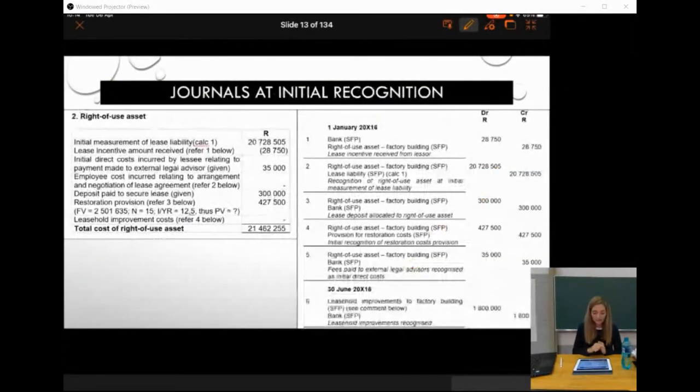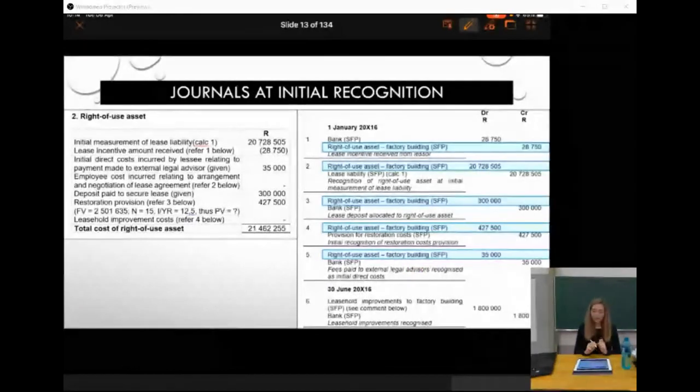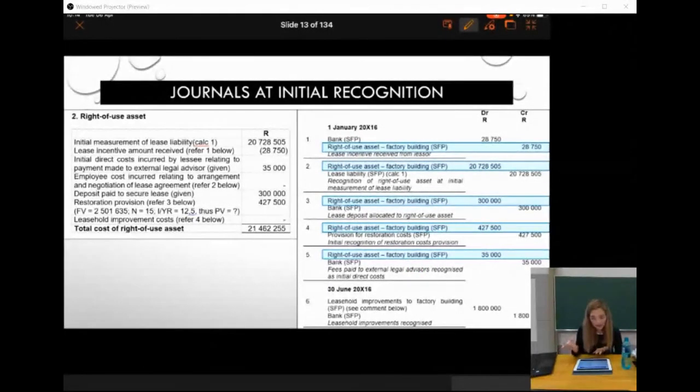So we've measured our right of use asset. Now we'll just quickly have a look at the journals. You could do this as a net journal, so you don't have to ask me that. You'll see that for the lease incentive, the other leg was bank, and the credit goes to the right of use asset. Same with the initial direct costs: we credit bank and debit the right of use asset. There's the lease liability and the right of use asset. The deposit that we paid: credit bank, debit right of use asset. And the provision for restoration costs we credit, and we debit the right of use asset.